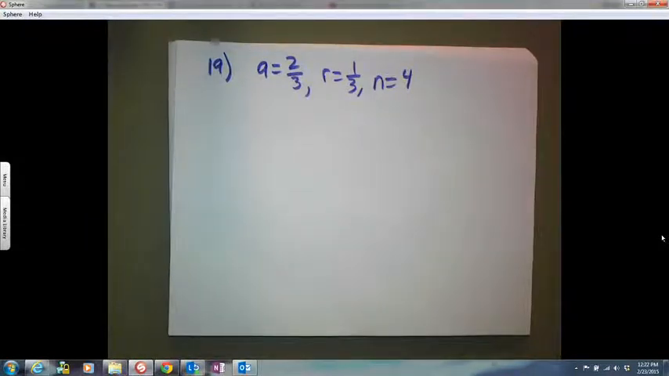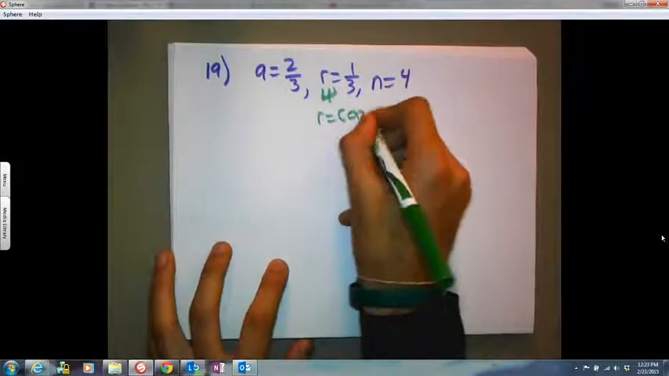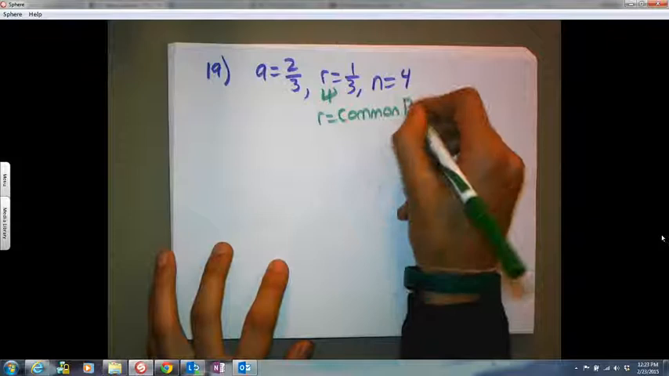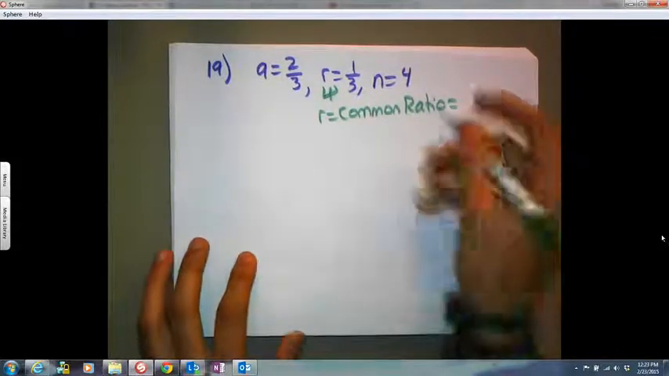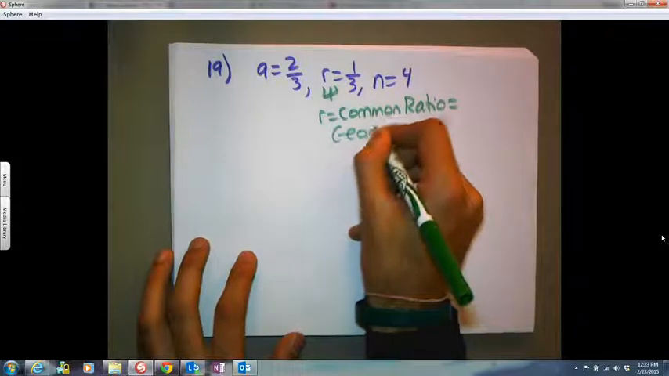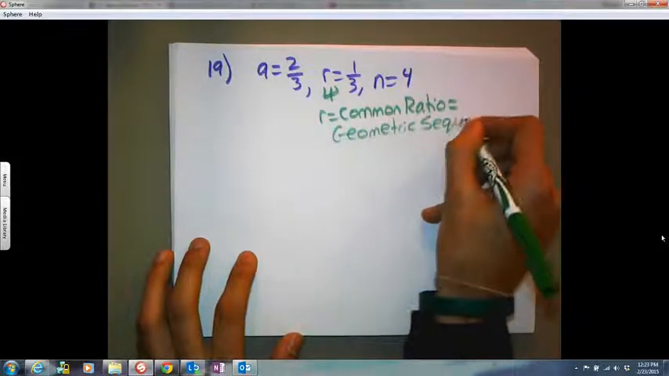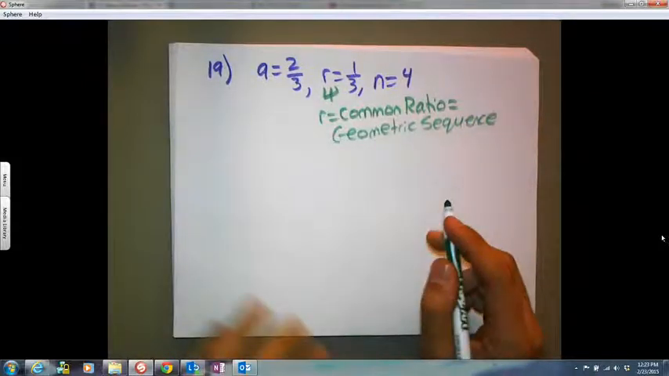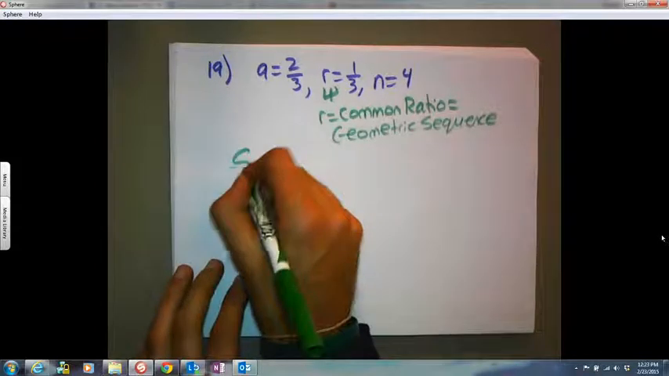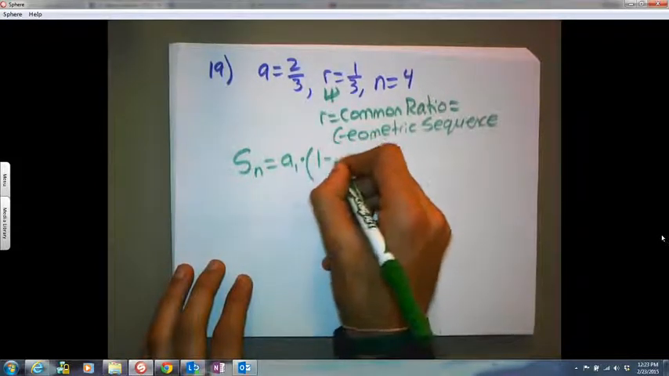Now, they've given me the R. Remember, R equals the common ratio. Because R is the common ratio, we have a geometric sequence. Geometric sequence, we want to find the sum, so S sub n equals A1 times 1 minus R to the n over 1 minus R.